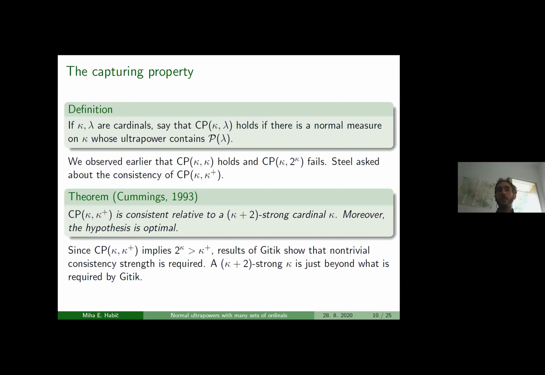So it seems very appropriate that this is what was needed for the capturing property. You needed some amount of strength to make GCH fail, and then you needed just a tiny bit more to additionally get this capturing property to hold.